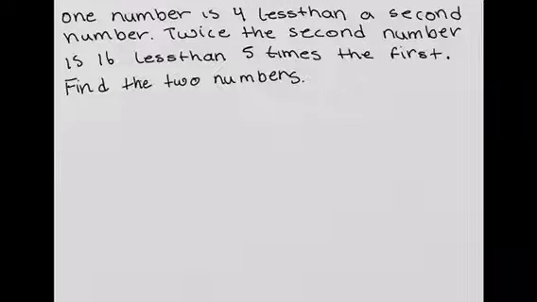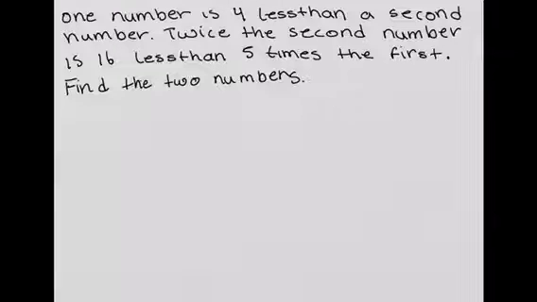This example says one number is 4 less than a second number. Twice the second number is 16 less than 5 times the first. Find the two numbers. For this example, we are going to set up two systems. So we're going to do systems of equations, and then I am going to solve it using the substitution method.